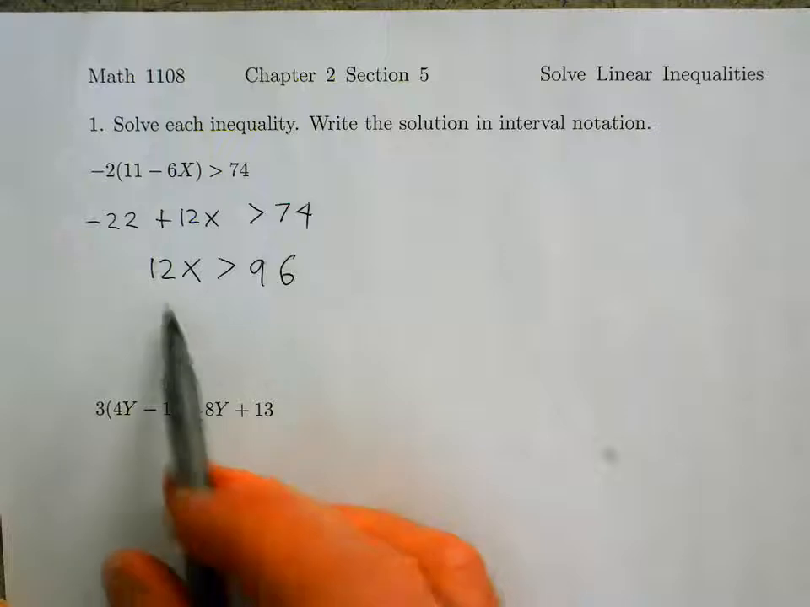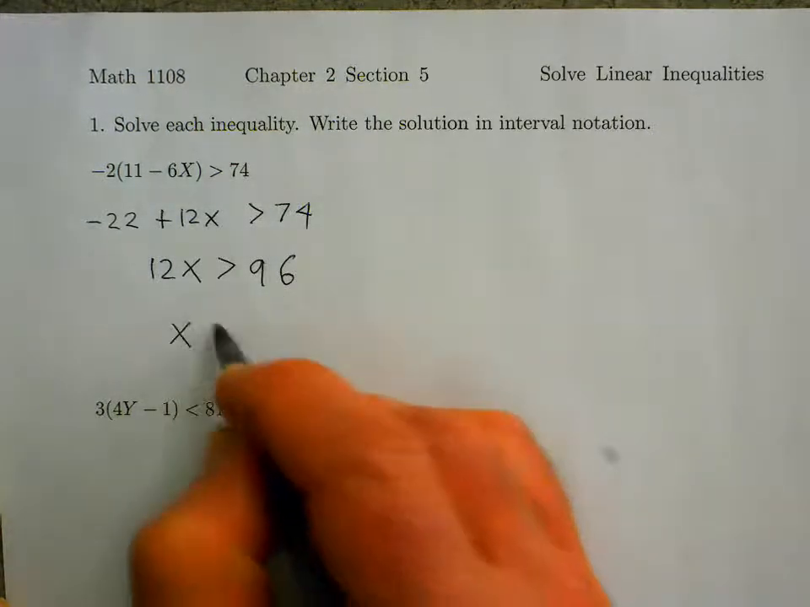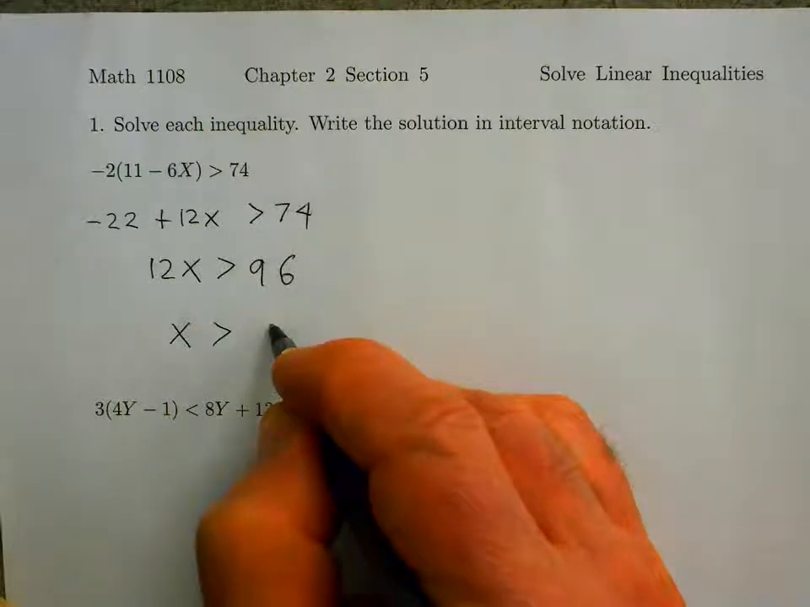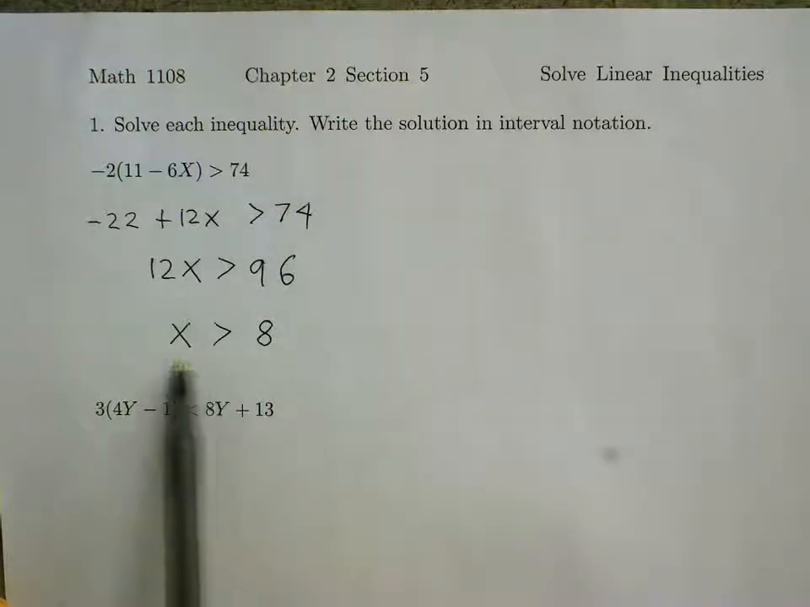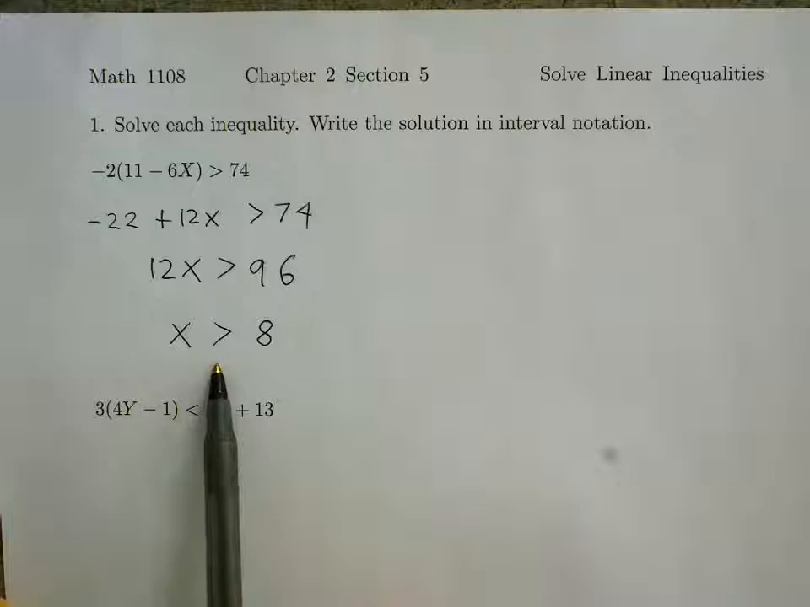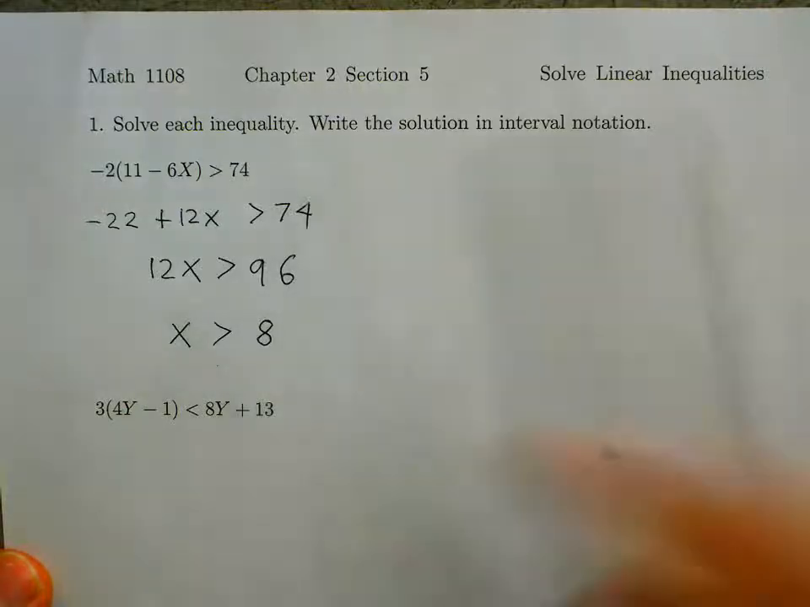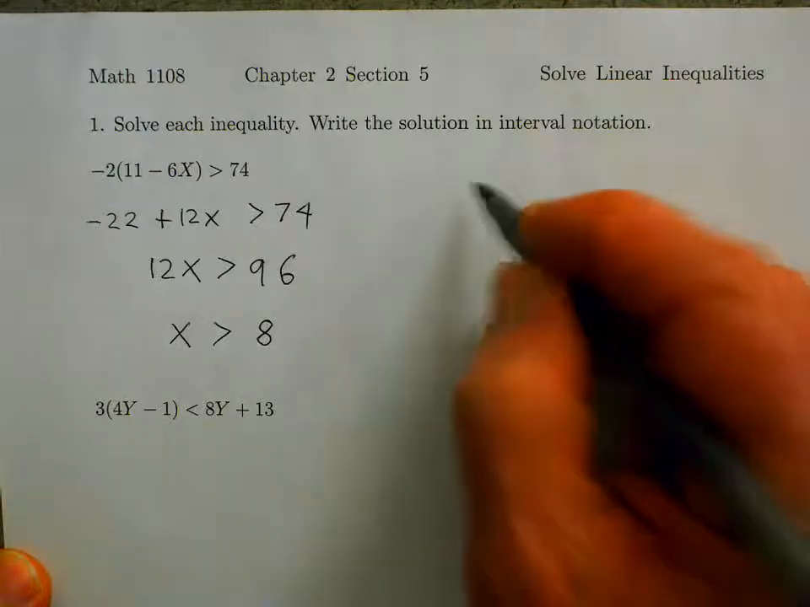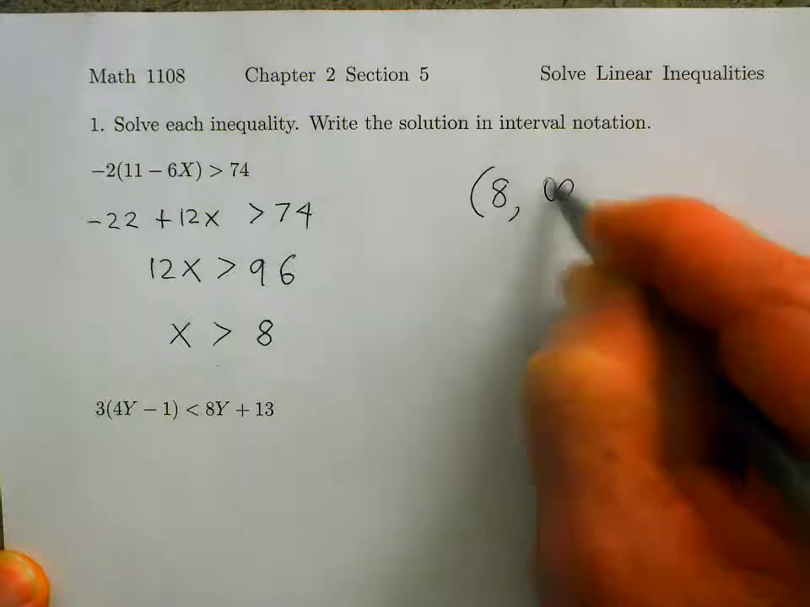And then when we divide both sides by 12, 12x divided by 12 is x, and 96 divided by 12 is 8. Okay, so the solution to this inequality is x greater than 8. So in interval notation, we put a parenthesis 8, comma, infinity.